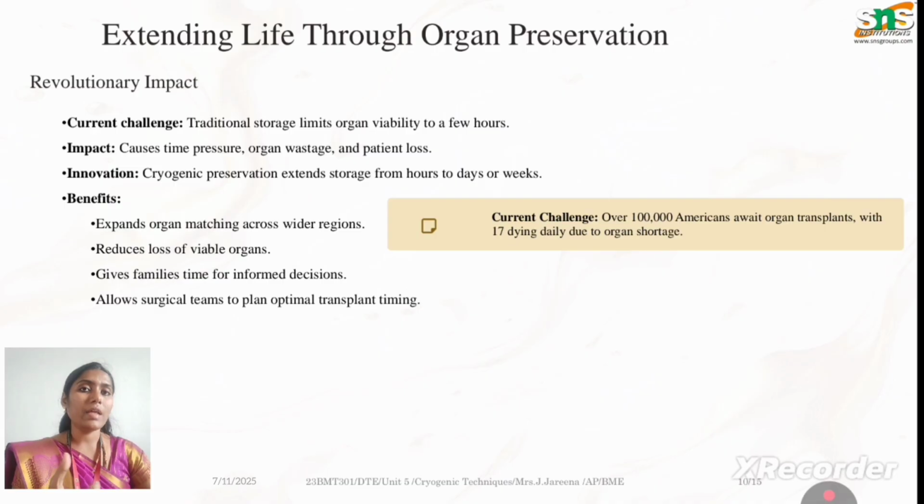That high impact raises the demand for a solution to address all these problems and current challenges. So here comes cryogenic techniques as the solution, which addresses all the problems we stated before, and extends storage from hours to days, or in some cases to weeks. That is the main benefit of using these cryogenic techniques.